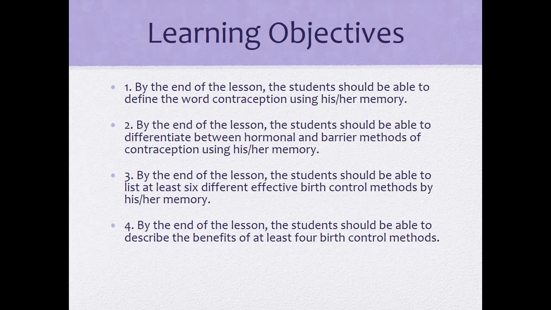Learning objectives. 1. By the end of the lesson, the students should be able to define the word contraception using his or her memory. 2. By the end of the lesson, the students should be able to differentiate between hormonal and barrier methods of contraception using his or her memory. 3. By the end of the lesson, the students should be able to list at least 6 different effective birth control methods by his or her memory. 4. By the end of the lesson, the students should be able to describe the benefits of at least 4 birth control methods.